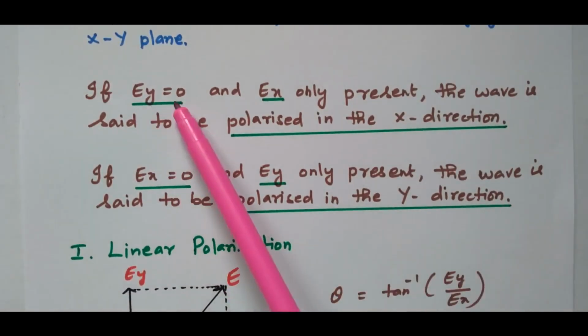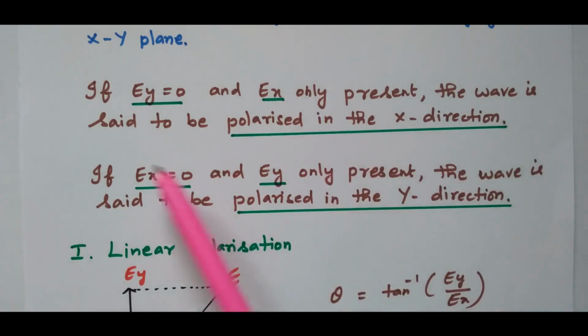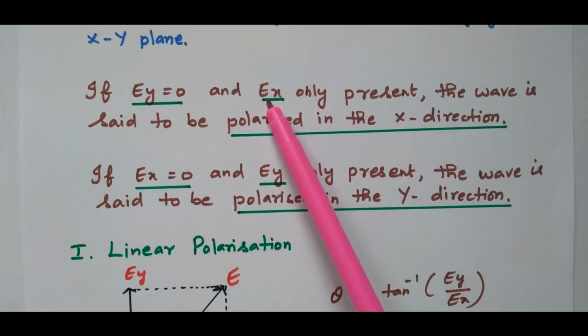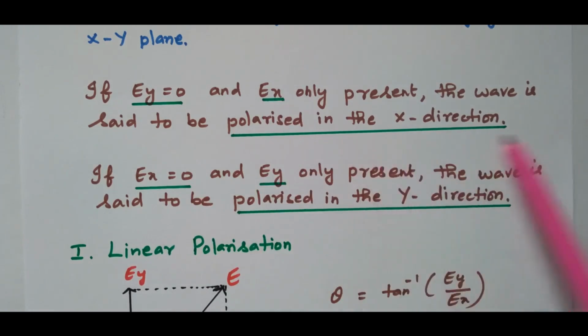Suppose if EY is 0, only EX is alone available, then the wave is said to be polarized in X direction. Right? The EY is 0, only EX is available, means that wave is polarized in X direction, only in X direction. Y direction is not available. Similarly, if EX is 0, only EY is available, then the wave is said to be polarized in Y direction, right?